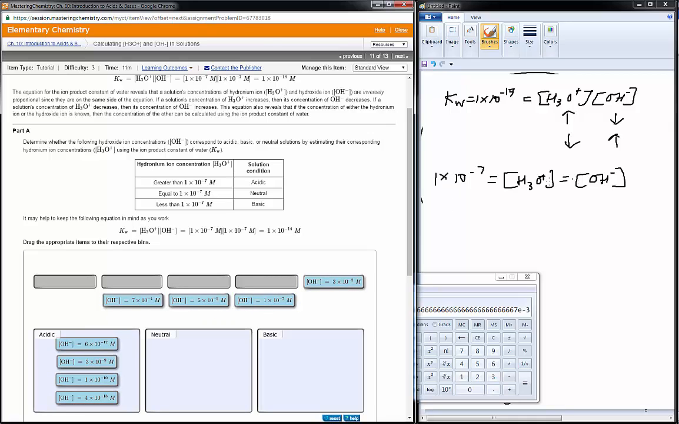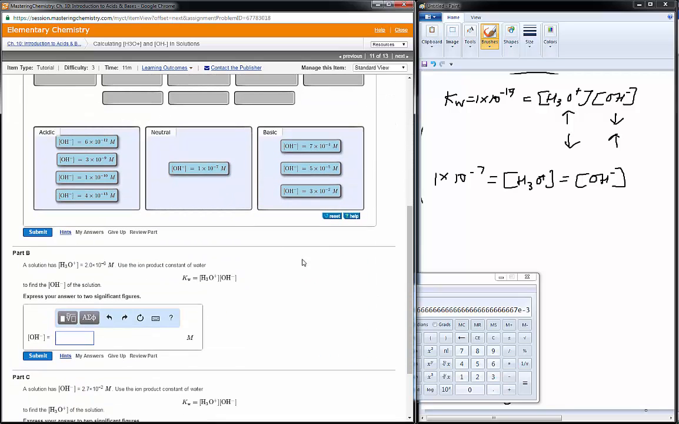1 times 10 to the negative 7th, that means that these are the same, so that you're really truly neutral. And then these: 3 times 10 to the negative 2, 7 times 10 to the negative 4th, 5 times 10 to the negative 5th. In that case, your hydroxide concentration is higher than 1 times 10 to the negative 7th. And so if this is higher, then that must be lower. And if the H3O plus is less than 1 times 10 to the negative 7th, then I must be basic. So those are going to go right there.